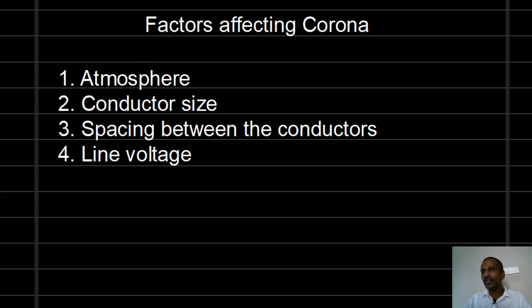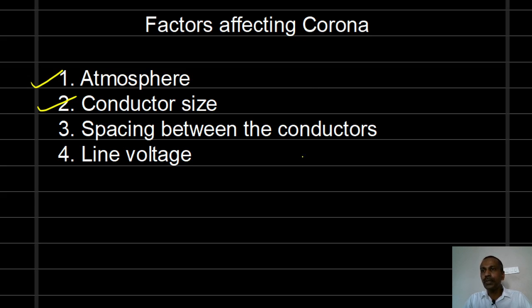There are certain factors which affect the corona formation. The first one is atmospheric condition. If it is a stormy weather condition, then more number of ionized particles will be present surrounding the transmission line. So the corona occurs even at a lesser voltage. Then it depends on the size and the shape of the conductor. If the conductor has an irregular shape, then the potential gradient will be more on the conductor surface. The corona occurs even at a lesser voltage.